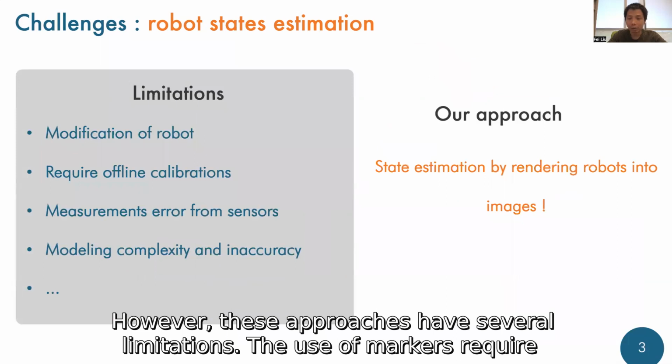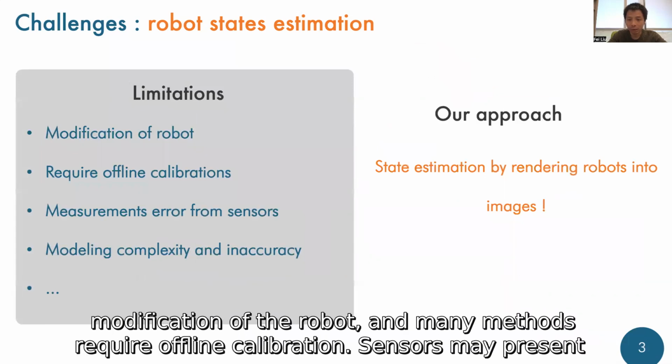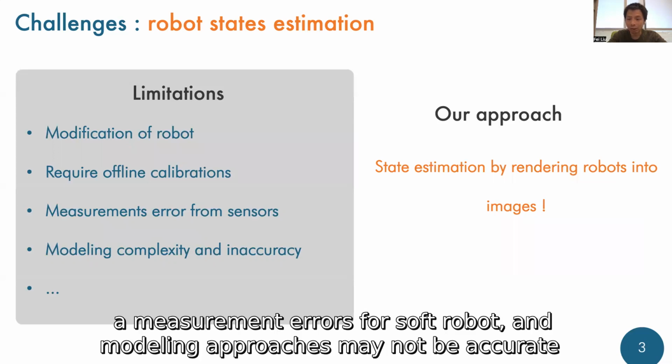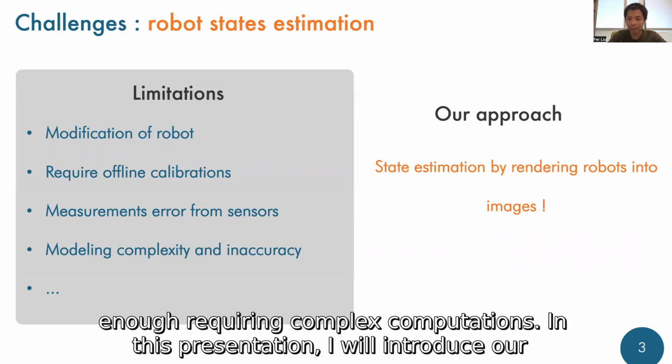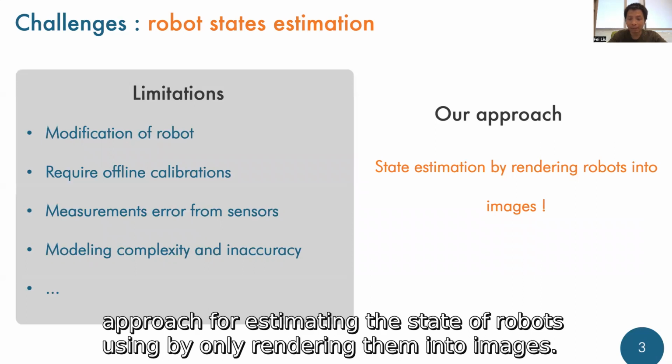The use of markers requires modification of the robot, and many methods require offline calibration. Sensors may present measurement errors for soft robots, and the modeling approaches may not be accurate enough, requiring complex computation. In this presentation, I will introduce our approach for estimating the state of robots by only rendering them into images.